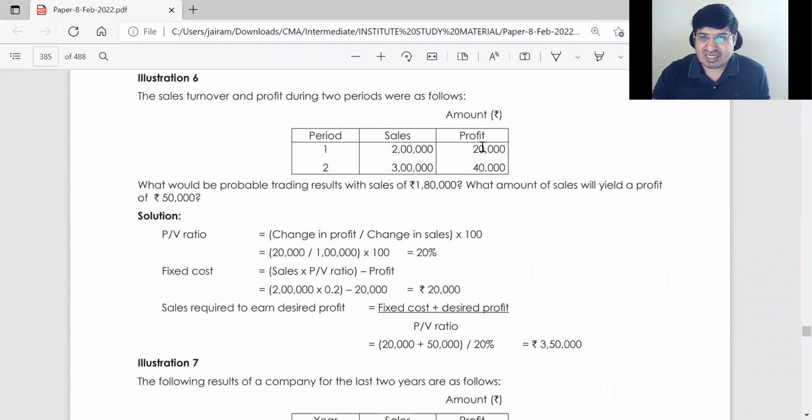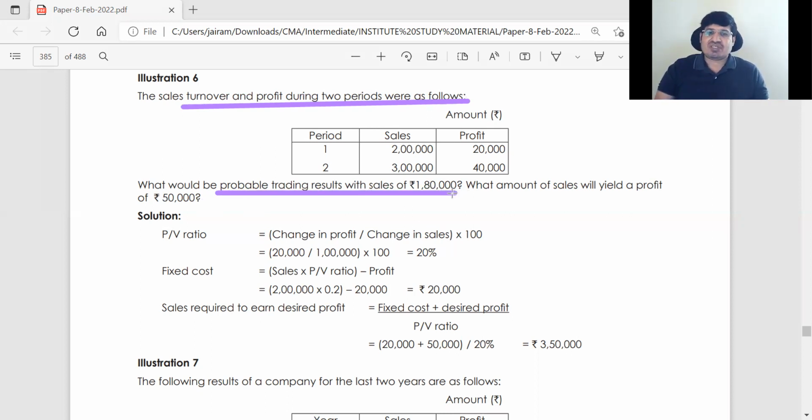देखिए, when you see this kind of data, straight away it should strike your mind. It is that formula: difference in profit upon difference in sales. Okay, that PV ratio formula. This says sales turnover and profit during 2 periods are given. What would be the probable trading results with sales of 1,80,000? They have just told us if sales is 1,80,000, what will be the profit? And what amount of sales will yield a profit of 50,000? Sales at desired profit, profit at desired sales.